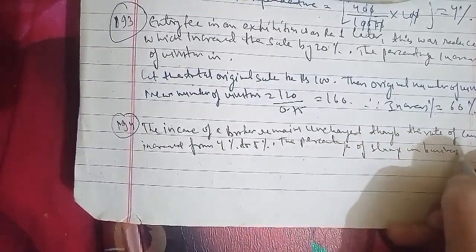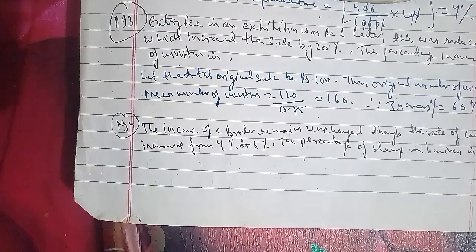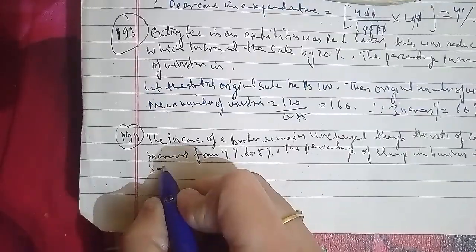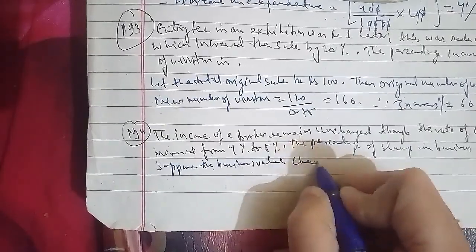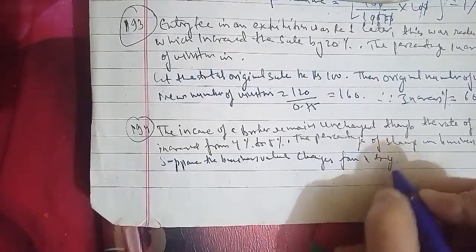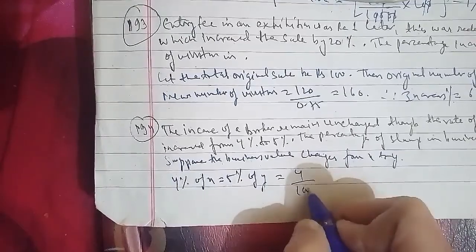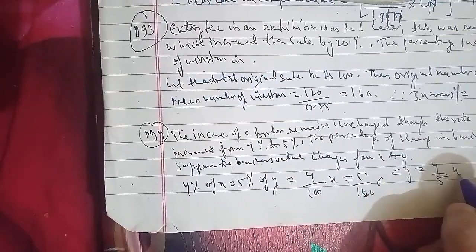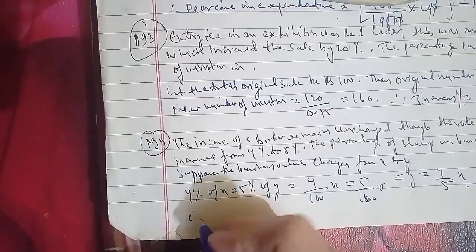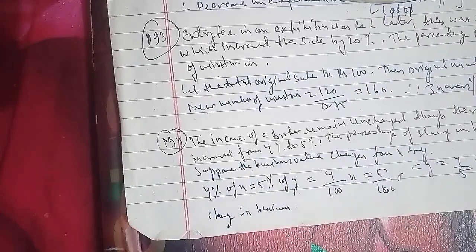Suppose the business value changes from X to Y. 4% of X equals 5% of Y, so 4 upon 100 X equals 5 upon 100 Y, so Y equals 4 upon 5 X. So the change in business equals X minus 4 upon 5 X, which equals X upon 5.